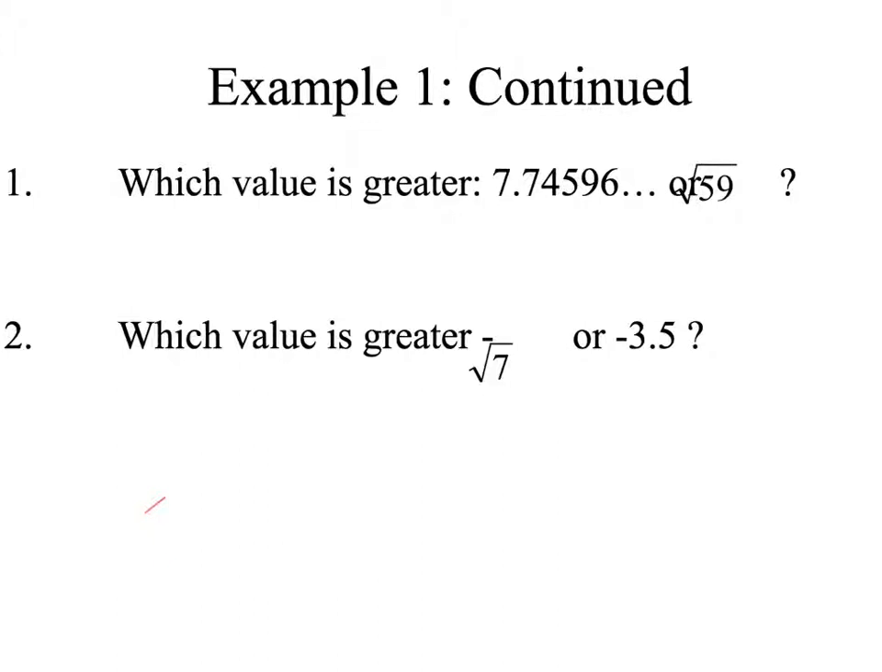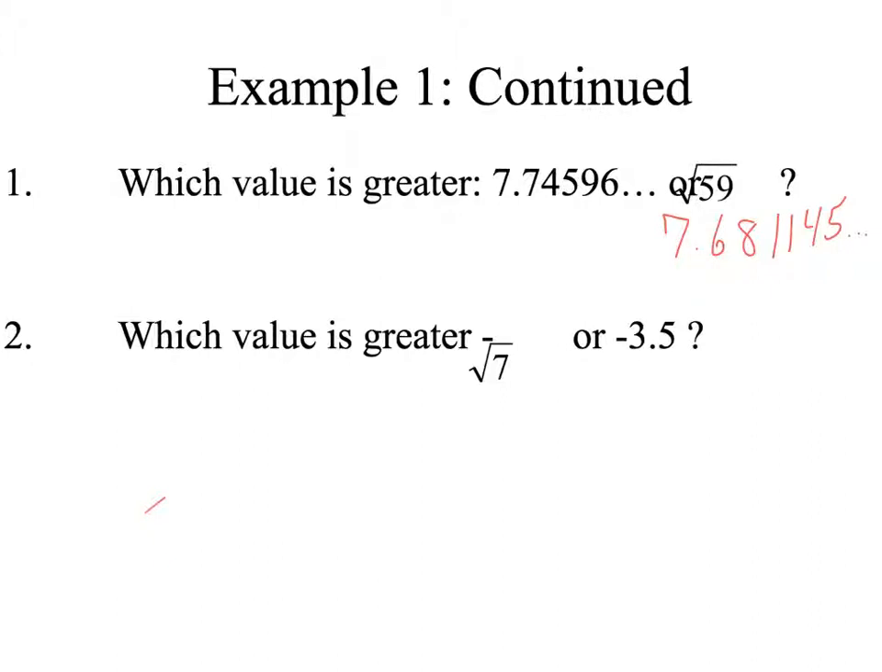I want to know which value is greater, 7.74596 or the square root of 59. The easiest way to do any sort of comparison today with anything that we're working with is going to be to make everything into decimals. So I'm going to do the square root of 59 first in the calculator, and I get 7.681145, and it keeps going. I have enough numbers now to be able to compare. I don't need to write any more.